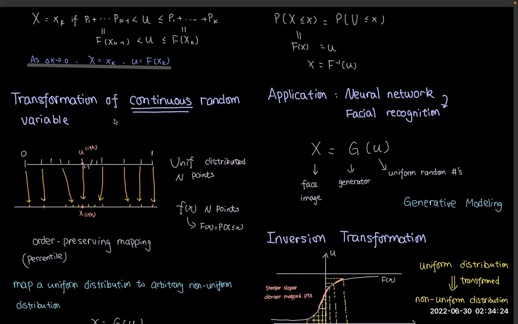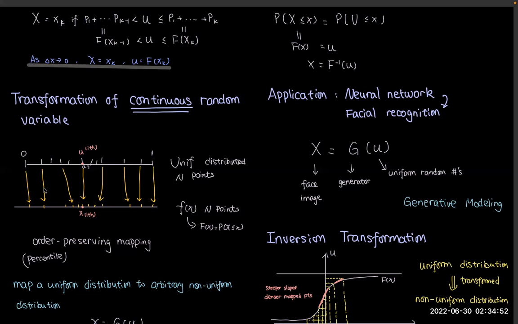And in the continuous case, it becomes a smooth function, monotone increasing from 0 to 1. You can think of this smooth function as an idealized limit of this staircase function when delta x goes to 0. We can also think about this inversion method as a special case of transformation of a continuous random variable.